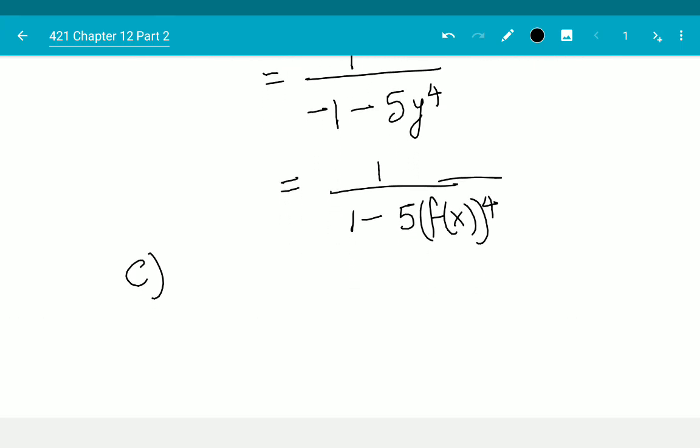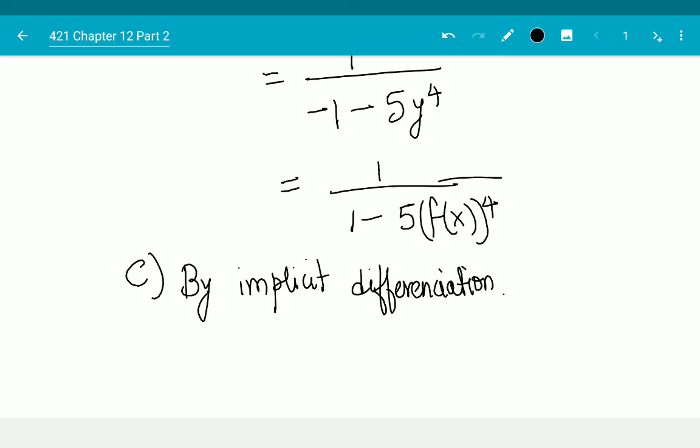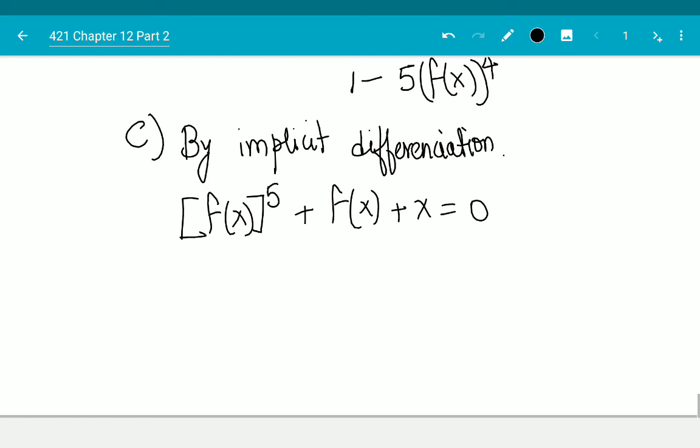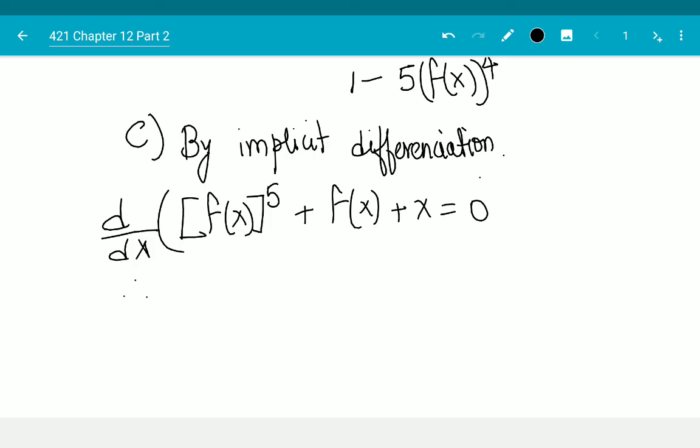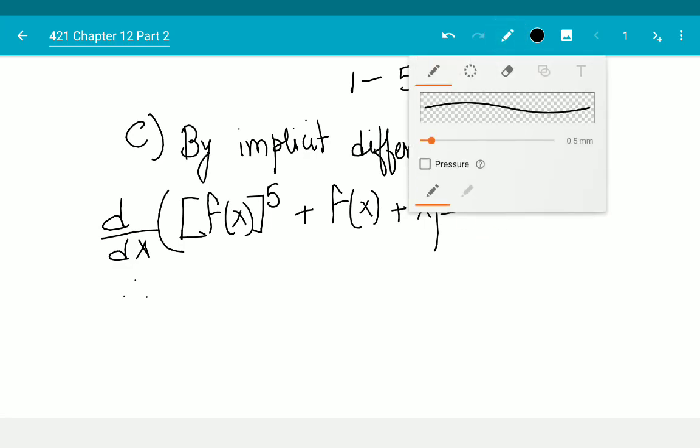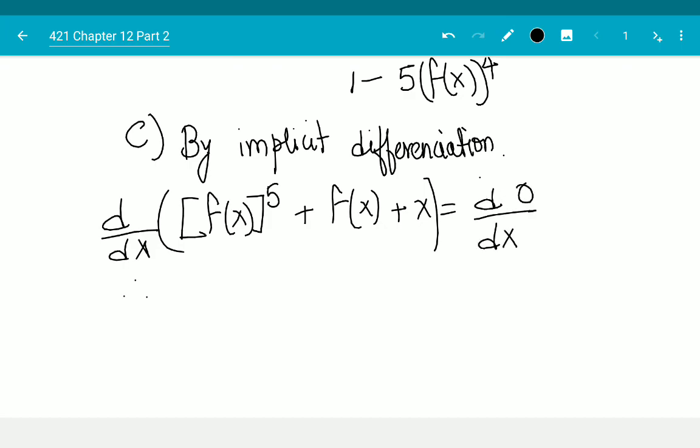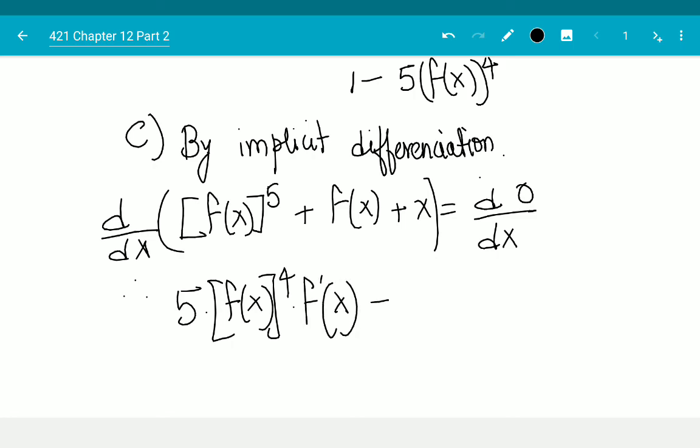Part C, I want to find the derivative some other way. This method is called implicit differentiation. Well, what is the derivative? Now that I know that f of x is differentiable and continuous and all nice things in the world, sugar, spice, everything nice, I get, by chain rule, taking d over dx of all of this, which is equal to d over dx of 0. Therefore, 5 times f of x to the power 4 times, by chain rule, f prime of x plus f prime of x plus 1 is equal to 0.